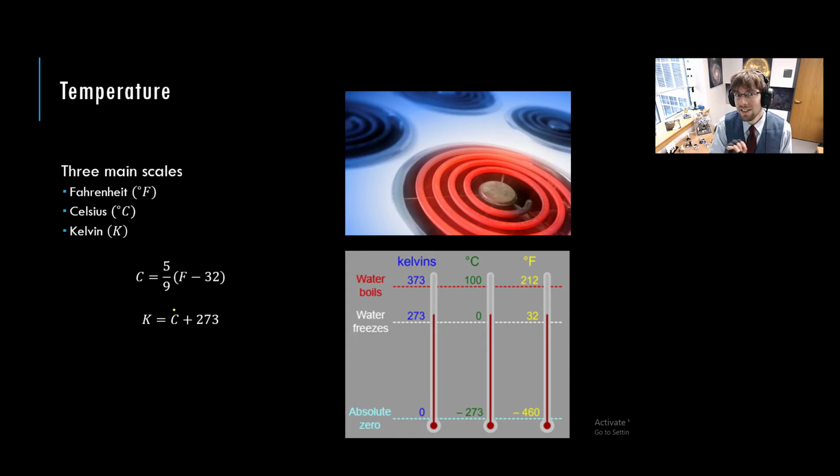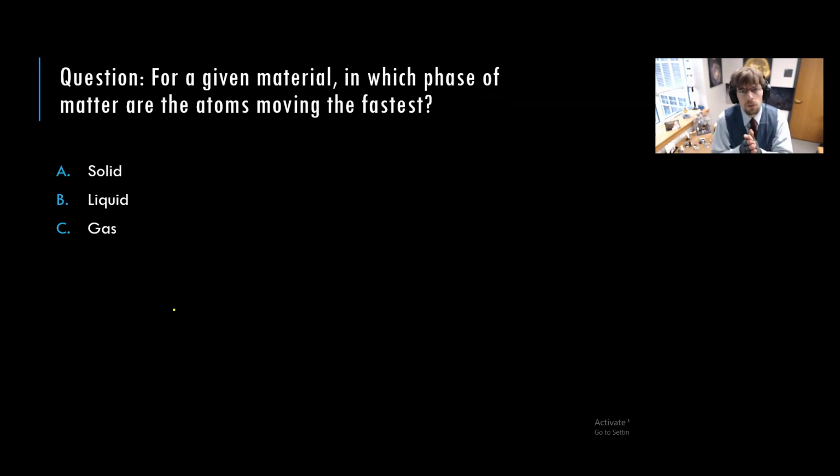So the advantage to the Kelvin scale is not that the numbers are easier. Okay? It's not that they're round like the Celsius scale. The advantage to the Kelvin scale is that all the numbers are positive. You cannot have a negative temperature on the Kelvin scale. You say, what? That seems, why? What's going on there? Let me try to give you a little bit of a sense of what temperature actually is. Okay? So here's a question for you. For a given material, pick your favorite material. Okay? Which phase of matter are the atoms moving the fastest?